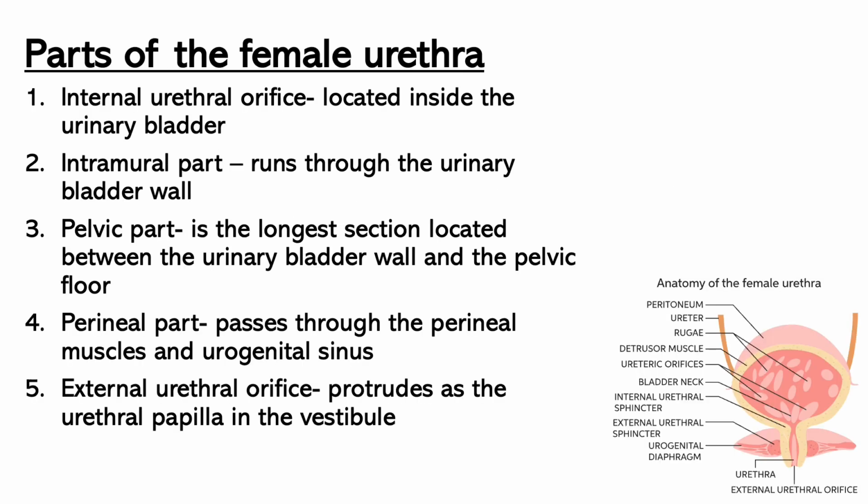Parts of the female urethra. 1. Internal urethral orifice located inside the urinary bladder. 2. Intramural part runs through the urinary bladder wall. 3. Pelvic part is the longest section, located between the urinary bladder wall and the pelvic floor. 4. Perineal part passes through the perineal muscles and urogenital sinus. 5. External urethral orifice protrudes as the urethral papilla in the vestibule.